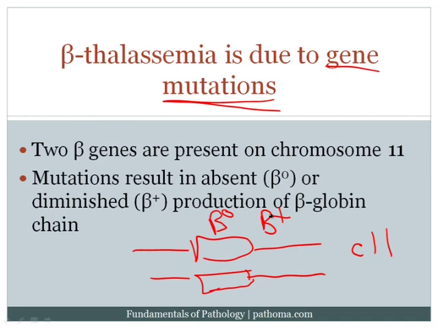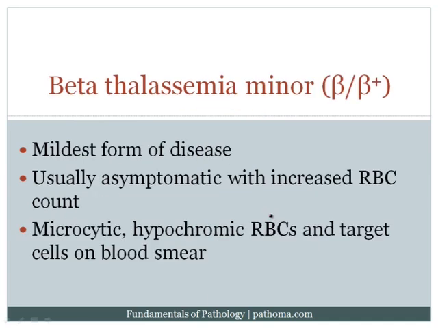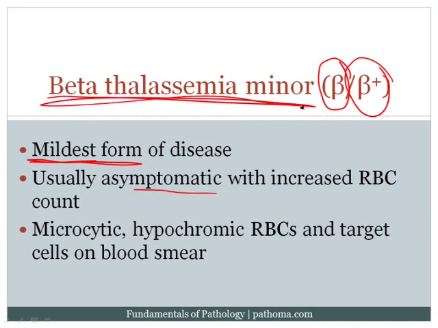What we're going to do is focus on the extremes. One extreme, the least severe, the mildest form of disease, would be to have 1 normal beta and 1 beta plus, where there was a slight decrease in the production of beta. This is called beta thalassemia minor. It's usually asymptomatic, and the patients may have an increased red blood cell count.